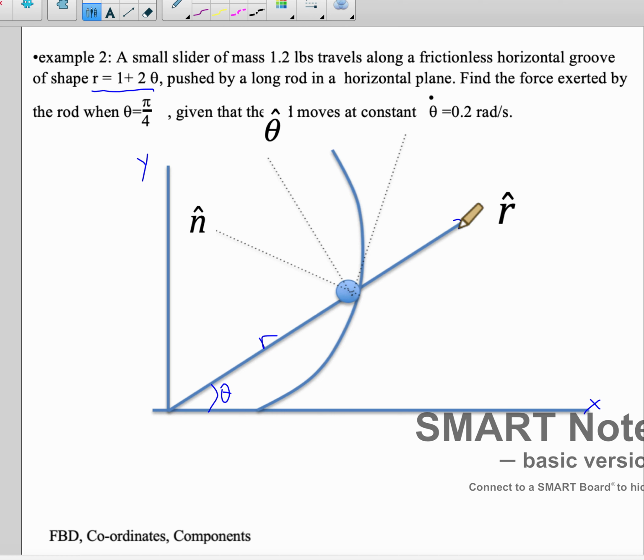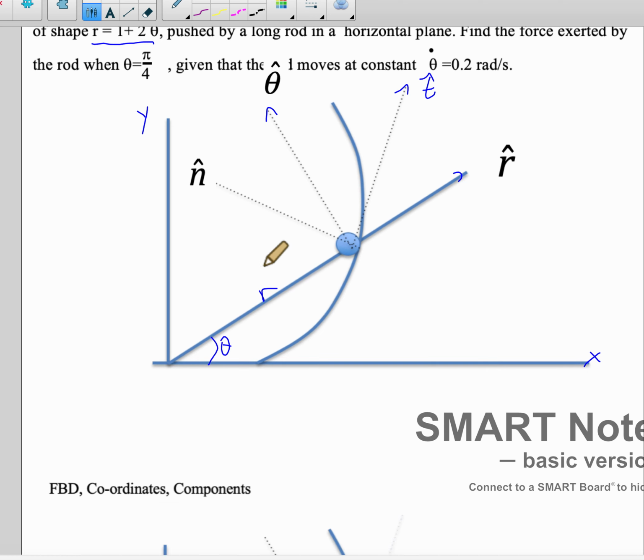So r hat is in the direction of increasing r. Theta hat is in the direction of increasing theta. It will be useful for us to remember that tangent is tangent to the curve in the direction the particle is moving, and n hat is perpendicular to that and inwards. Now, let us consider the force diagram.